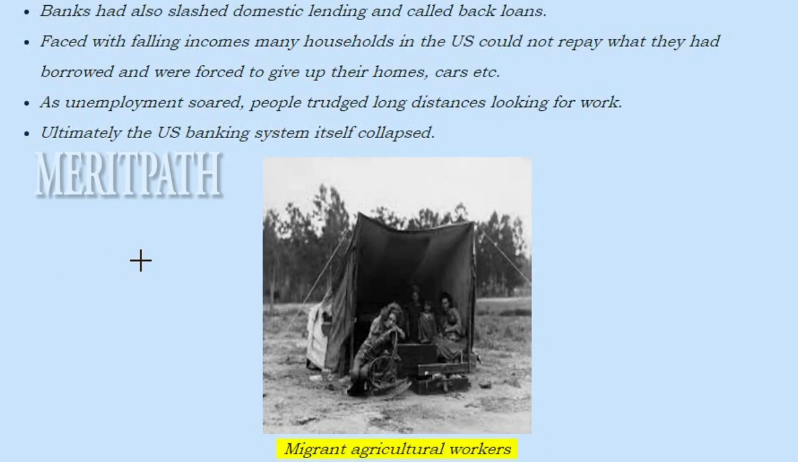Banks had also slashed domestic lending and called back loans. Faced with falling incomes, many households in the US could not repay what they had borrowed and they were forced to give up their homes, cars, etc. As unemployment soared, people trudged long distances looking for work. Ultimately, the US banking system itself collapsed. Migrant agricultural workers, you can see they are homeless.